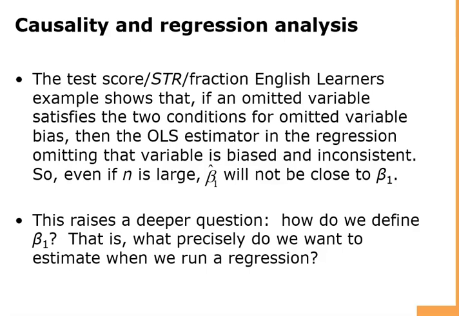So getting back to the question that we raised earlier, how do we define beta 1 and what are we actually looking at whenever we are running a regression?